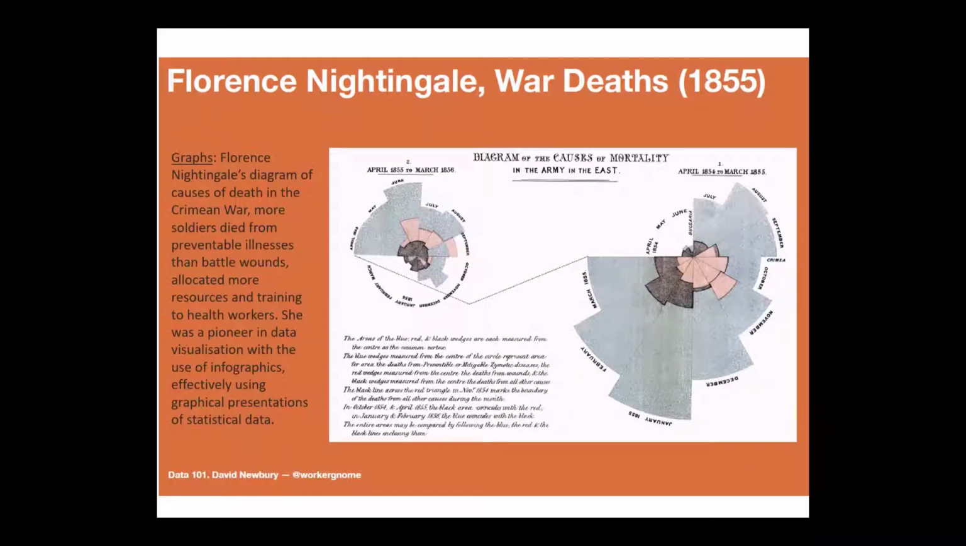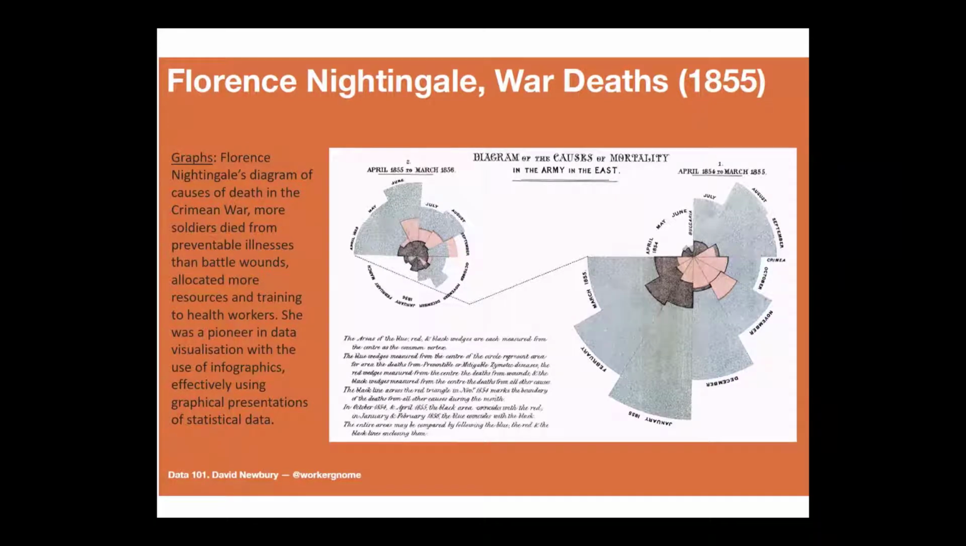So the second example here is from Florence Nightingale, and it was her diagrams of causes of death in the Crimean War in 1855, 1854 to 1856 actually. And more soldiers died in this war from preventable illnesses than from battle wounds. And according to these graphs that she set up, they could allocate more resources and give more training to the health workers to be able to solve this problem. So she was actually a pioneer in data visualization with the use of infographics.